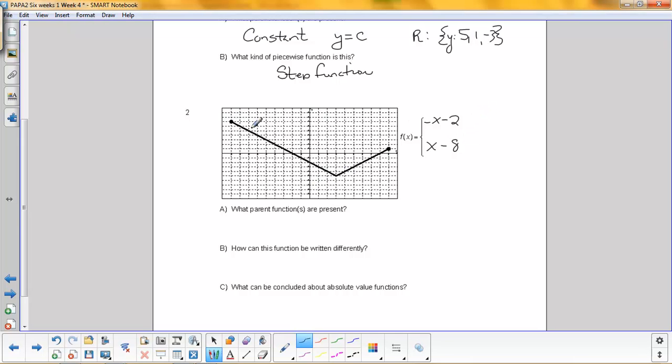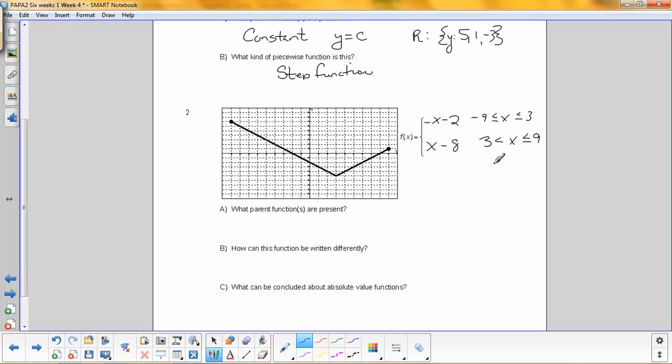The interval over which you have this part of the piecewise function is -9 less than or equal to x, which is less than or equal to 3. The interval over which this line occurs is 3 less than x, which is less than or equal to 9.